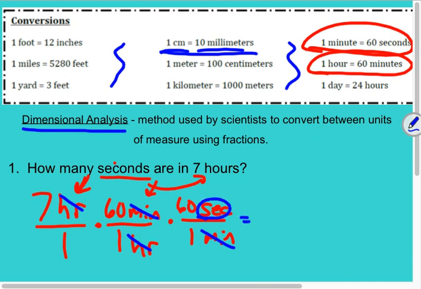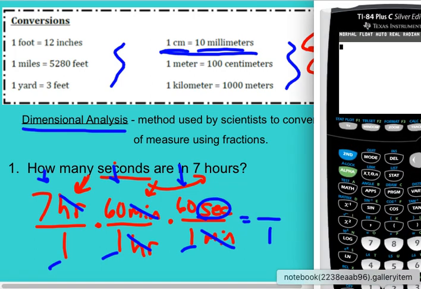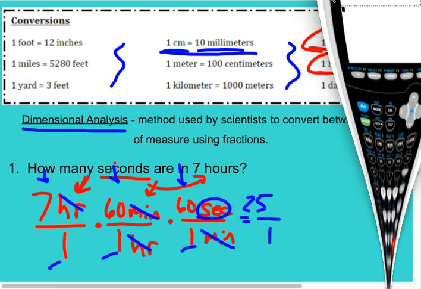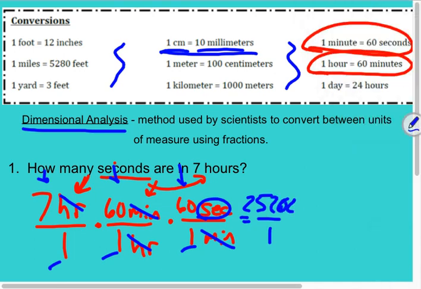Now we're going to multiply straight across. 7 times 60 times 60 over 1 times 1 times 1. So in the denominator here, we're just going to have 1. I'll pull up our little calculator here so we can figure this out. 7 times 60 times another 60. And I'm just going to hit enter, and we get 25,200. And it's in seconds, so it's 25,200 seconds. That's one way to do it.